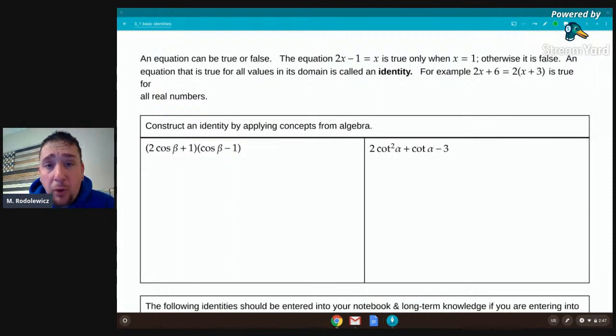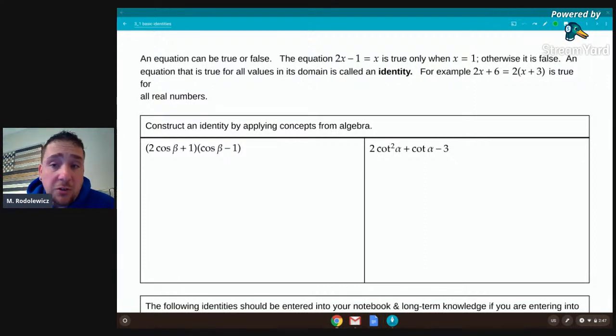In section 3.2, we prove identities, but given the restraints of this semester, we are going to hold off on that. If there's time at the end of the semester, we'll look at that. But we can just say 2x plus 6 equals 2 times x plus 3 is always true by the distributive property or by factoring, no matter what you plug in.